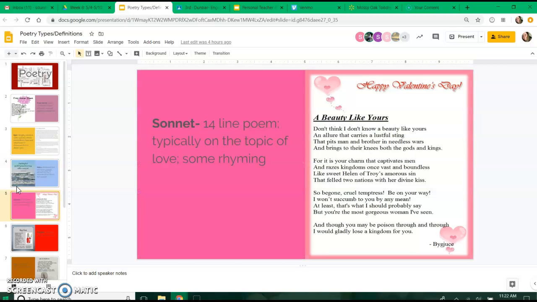A sonnet is a 14-line poem, typically on the topic of love. You have the 14 lines here within these first 3 stanzas. No, wait. Sorry, it's all 14 lines, but the last 2 lines are a couplet. Shakespeare is very popular for using sonnets.